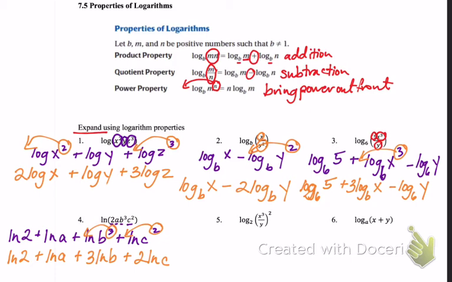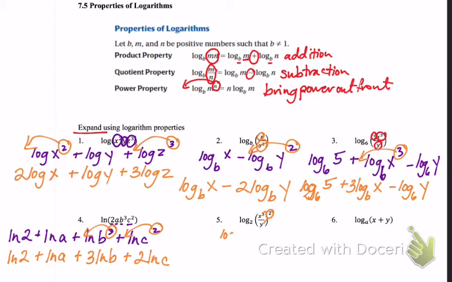Here, now I have log base 2 of x cubed over y squared. What I'm going to do first is use the property of exponents, and I'm going to distribute that square to the top and the bottom, and then I'm going to split it up.